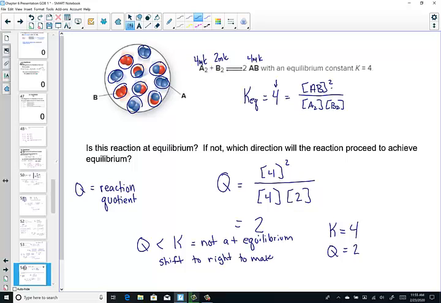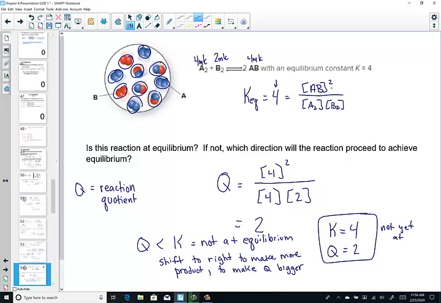And when I shift to the right, I make more product. And when I make more product, the top number gets bigger, and Q will eventually turn into a bigger number, like 4. When K is 4, but Q, the reaction quotient, only gave me the number 2, I am not at equilibrium because they're not the same. So therefore, I'm not yet there.